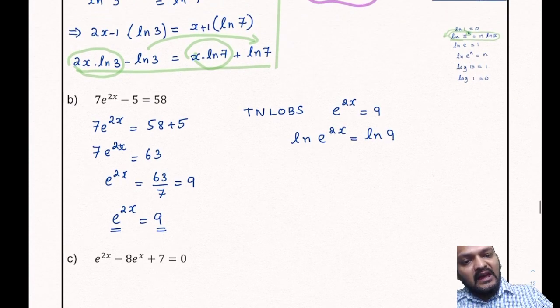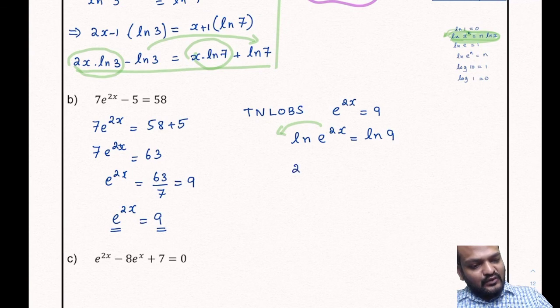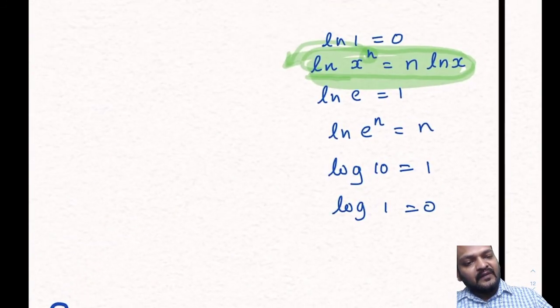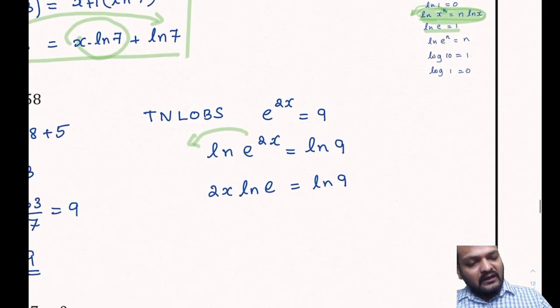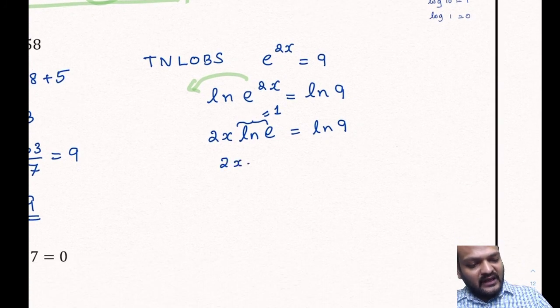We are going to use the same exponent rule that I mentioned earlier, which is that the exponent is going to come down. Then what I have is 2 times x times ln of e equals ln of 9. As I shared with you earlier, ln of e is equal to 1, which I'm going to use right here. So this would be 2 times x times 1 equals ln of 9. That means 2x is equal to ln of 9.